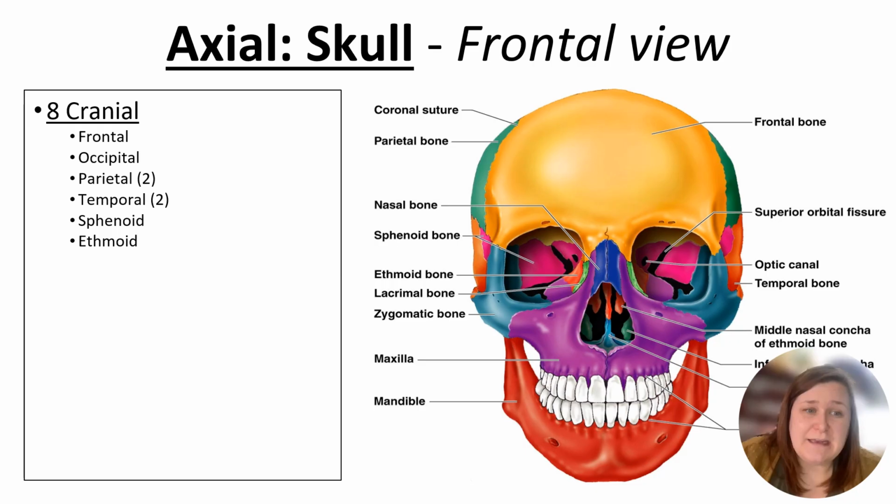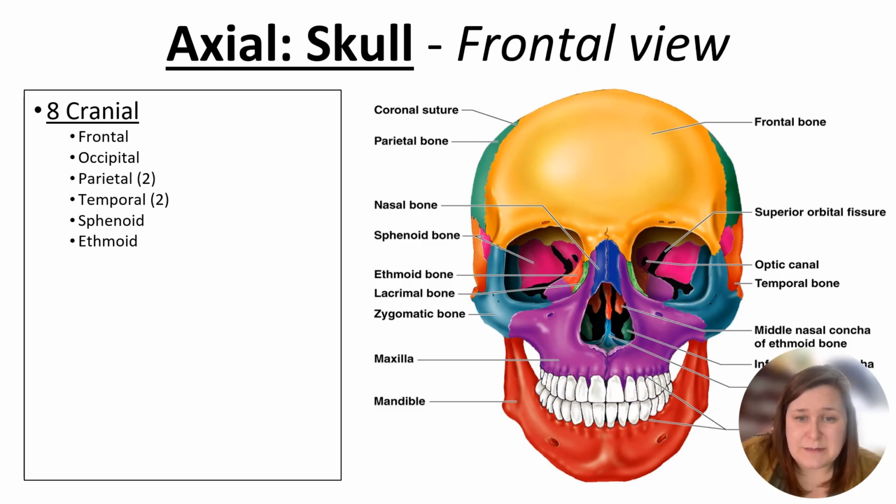So we're going to have 8 cranial bones. We are going to have a frontal bone. We are going to have an occipital bone, and you can see these over here. We are going to have 2 parietal bones, and they're going to be right here on the side, these little green portions. We're going to have 2 temporal bones. Those are going to fall right around your temples. We're going to have a sphenoid, and we are going to have an ethmoid.